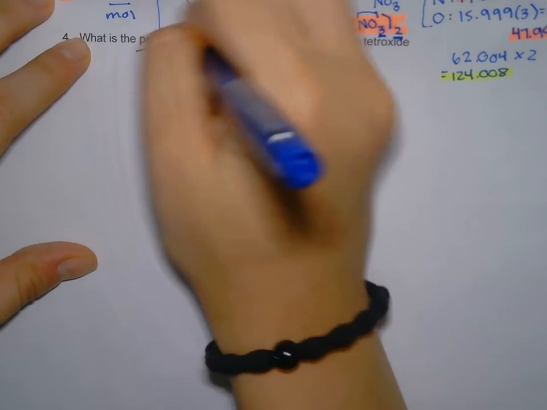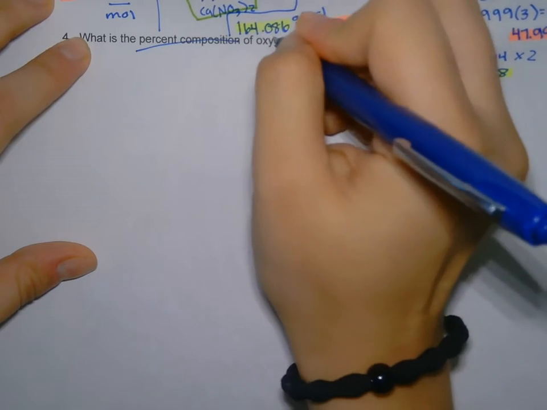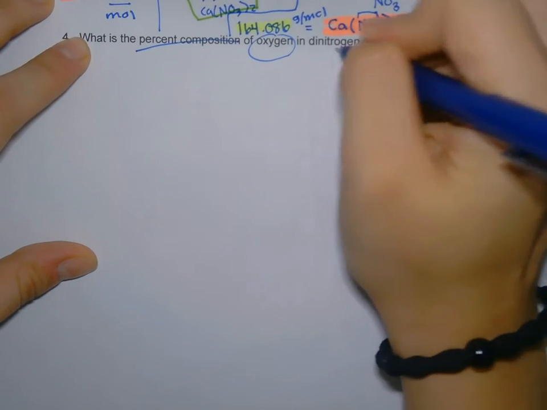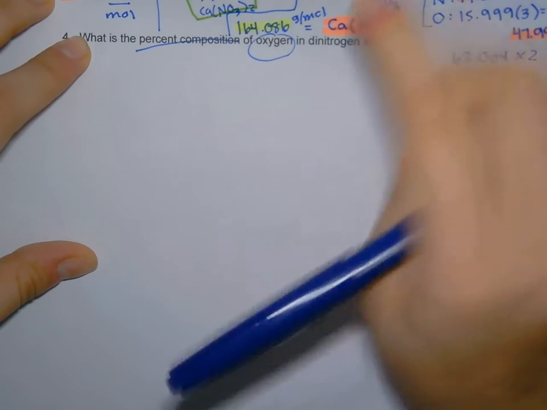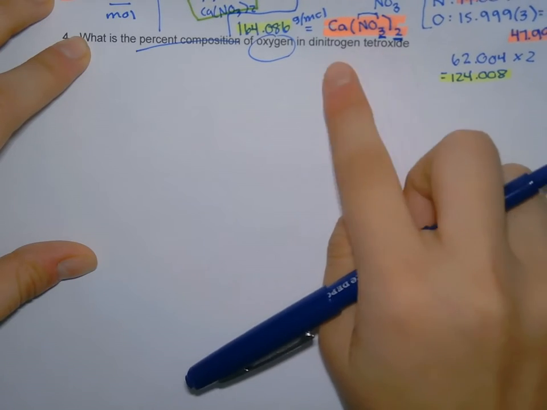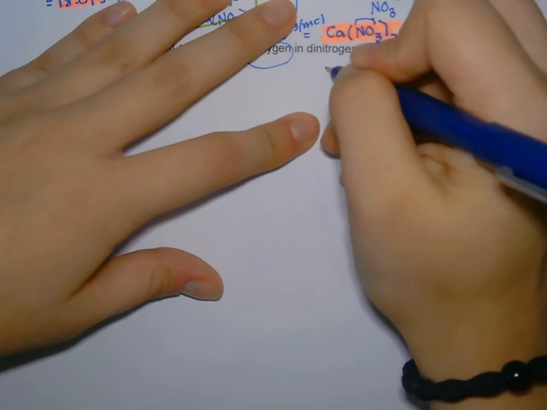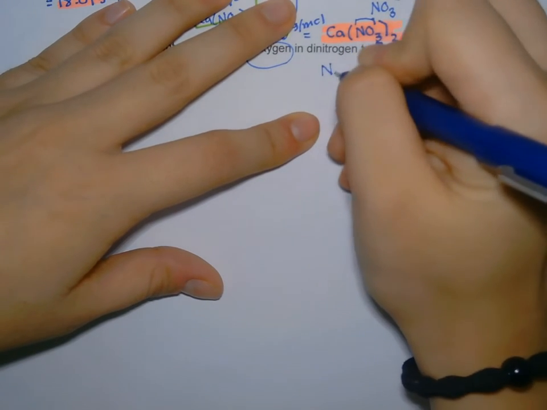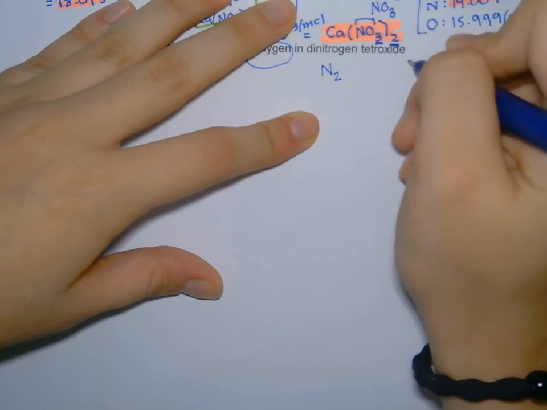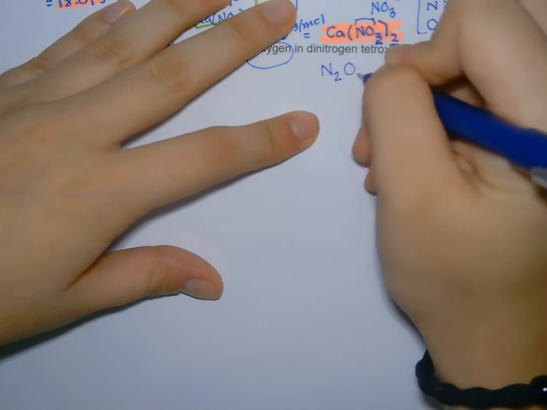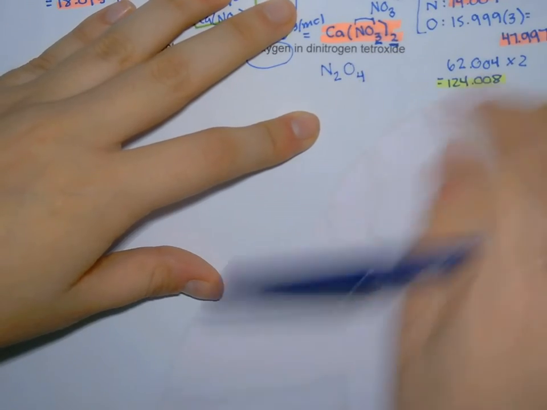Okay, percent composition of oxygen in dinitrogen tetroxide. So we are using our prefixes to name here. I know that this is a molecular compound. So dinitrogen means that I have 2 nitrogens. Tetroxide means I have 4 oxygens. Let me fold this so I don't have to hold it up.